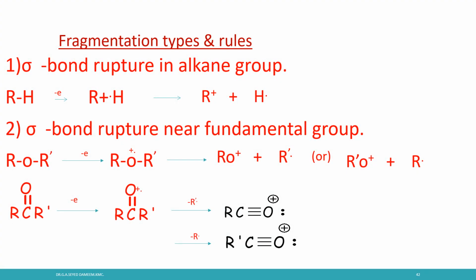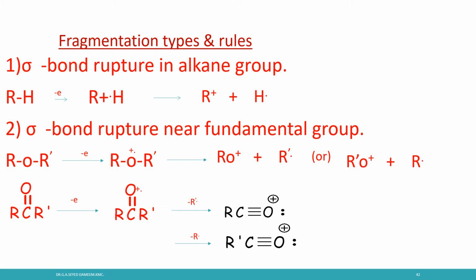Next topic, fragmentation types and rules. There are various types of fragmentation. One type is sigma bond rupture in the alkane group. So for an alkane RH, on elimination of an electron, that is ionization, it gives R H plus dot. That is, in the place of a bond, a positive charge and an electron is given. On elimination of H dot, it gives R plus, that is an ion. This is one type of fragmentation, sigma bond rupture in the alkane group.